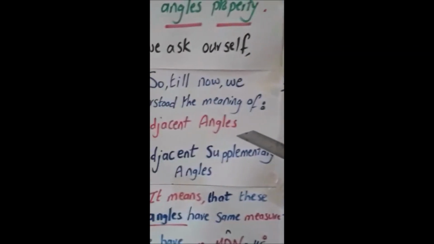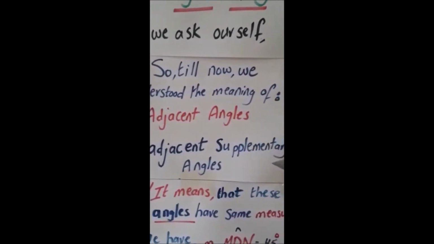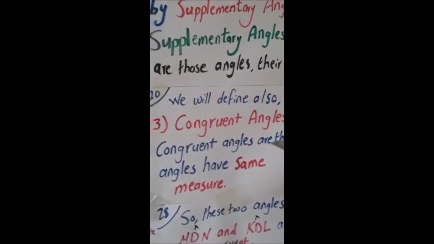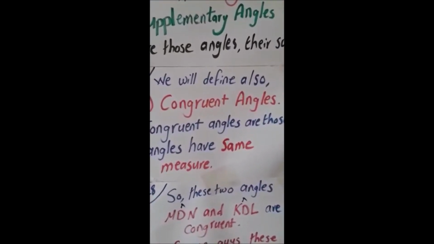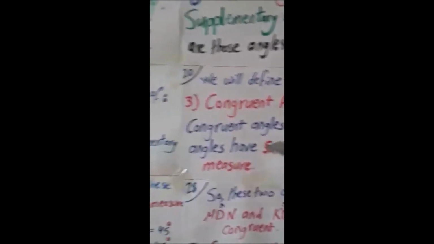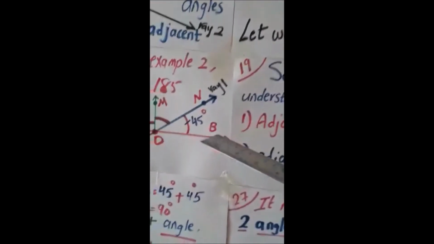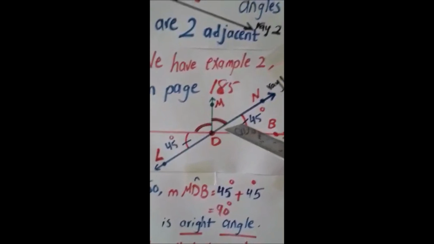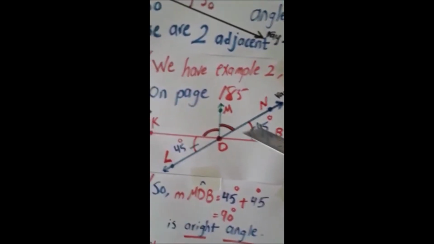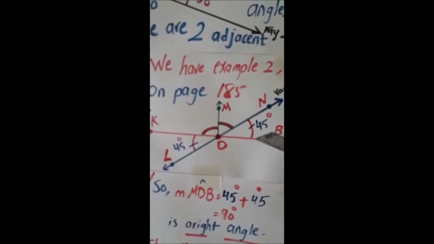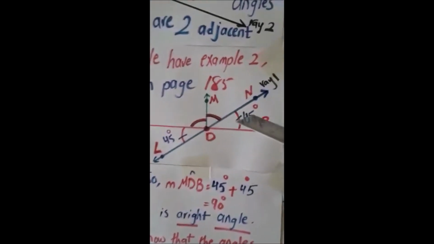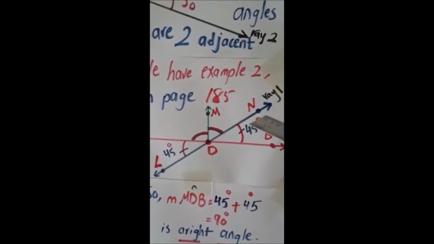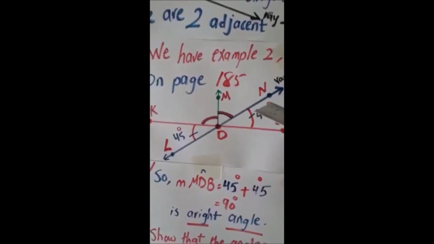We know the meaning of adjacent and of adjacent supplementary angles. But what do you mean by congruent angles? Congruent angles, my dear, are angles that have the same measure. Here, mister, can we find two congruent angles? Yes, excellent, good question. But before I answer this question, I want you to focus with me on how we can read an angle.